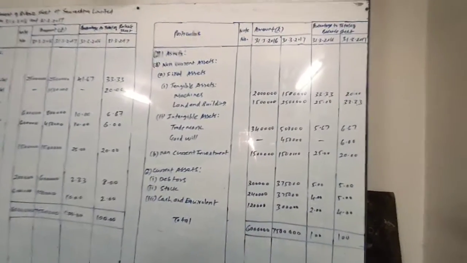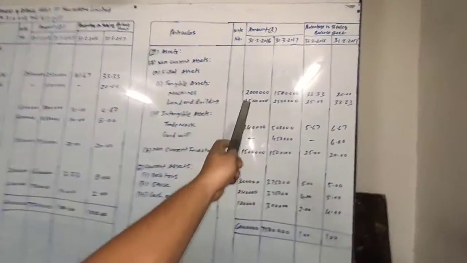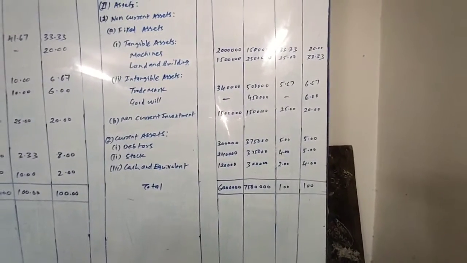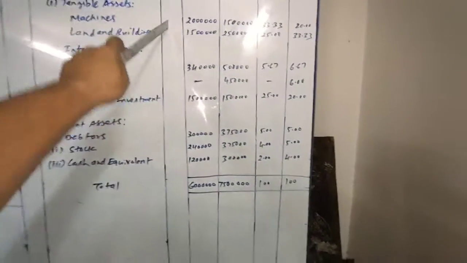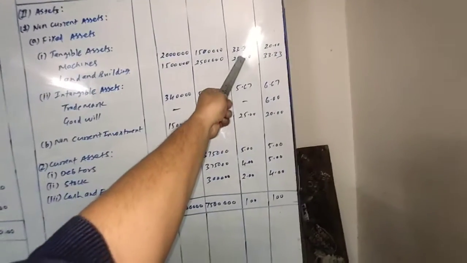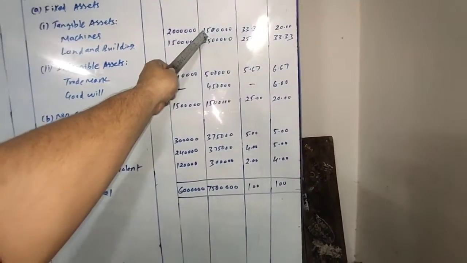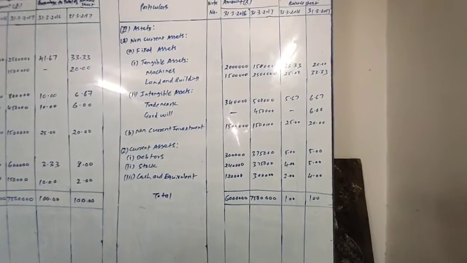Now we can see here in asset, the first item is given to us tangible asset, which is machinery, machines and land and building. Machines are 20 lakh and 15 lakh respectively, and again the total is same, 60 lakh and 75 lakh. So machine 20 lakh out of 60 lakh, so 20 lakh upon 60 lakh into 100 will give us 33.33%. And in the year 2017 it is 15 lakh out of 75 lakh, so 15 lakh upon 75 lakh into 100 will give you 20%.